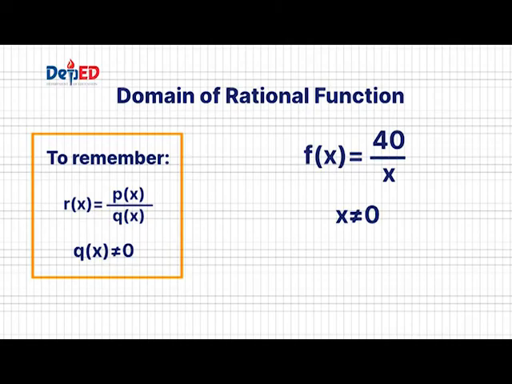Thus, we can say that the domain, or the set of all possible values of x of the function f(x) = 40/x, is the set of all real numbers except 0. This can be written in set builder notation, which is one way to write the elements of the domain.